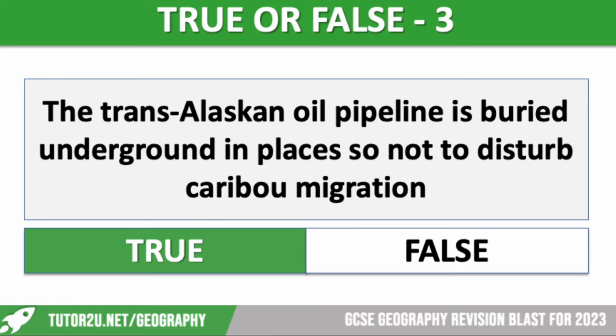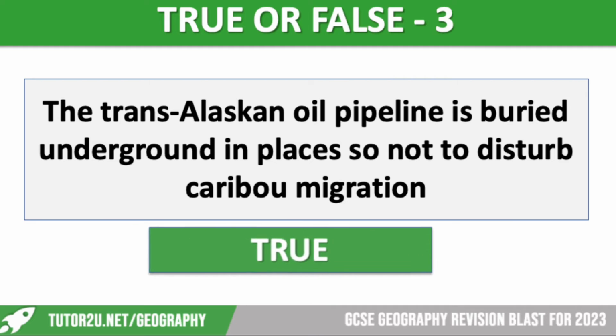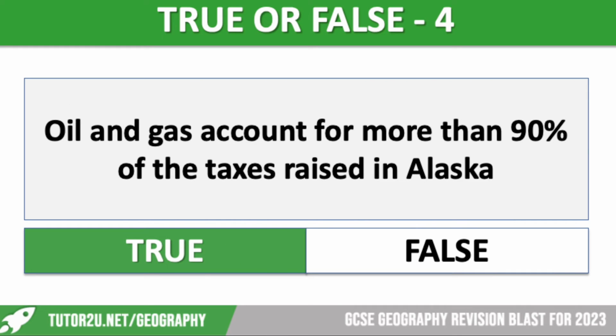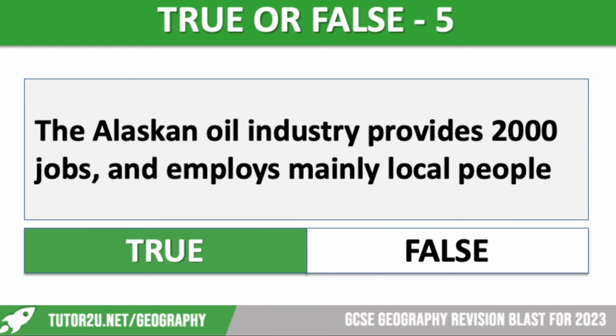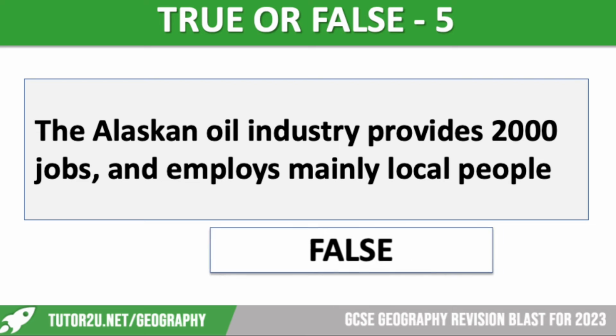Number 3. The Trans-Alaskan oil pipeline is buried underground in places so it does not disturb the caribou migration. Is this true or false? Let's have a look. It is true. Number 4. Oil and gas accounts for more than 90% of the taxes raised in Alaska. Is this true or false? It is true. And number 5. The Alaskan oil industry provides 2,000 jobs and mainly employs local people. Let's have a look. It is false.